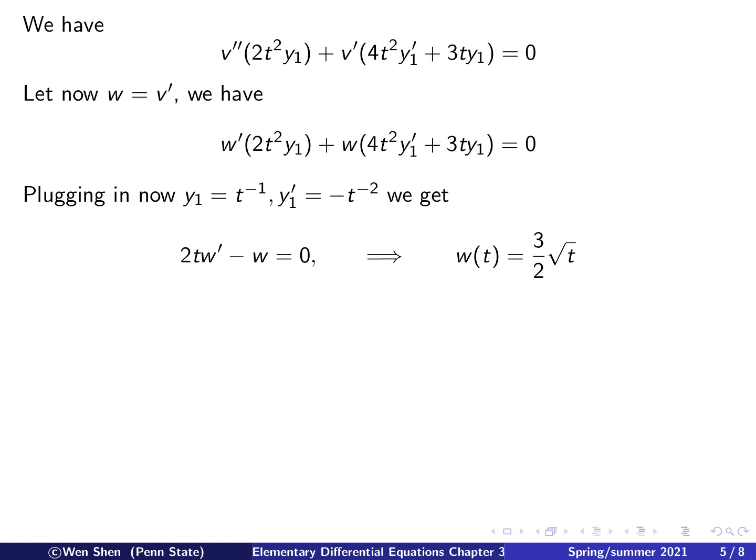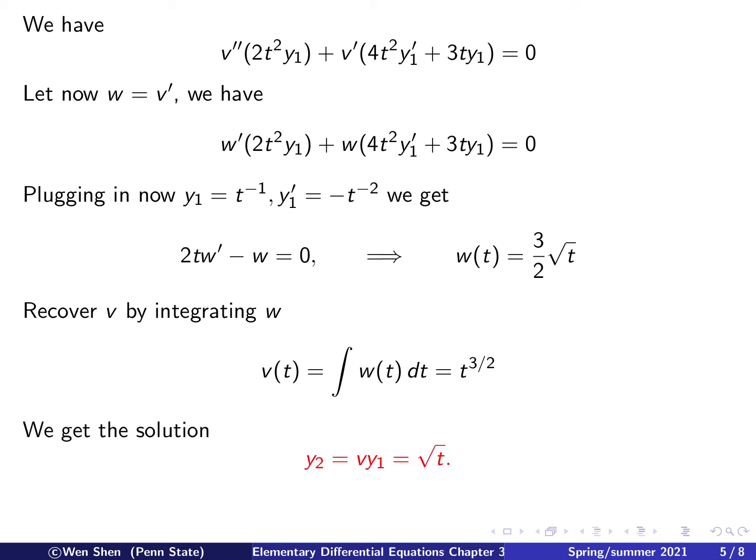We solve it and we get this solution. w is 3 over 2 square root of t. But actually the w is not what we are after. We want to find the function v. So we can recover the v once the w is given. So w is v prime, and then v is the integral of w. We can just integrate the w to get the v. And w is just a power function, so if you integrate, it's just another power function. So it's t to the power 3 over 2.